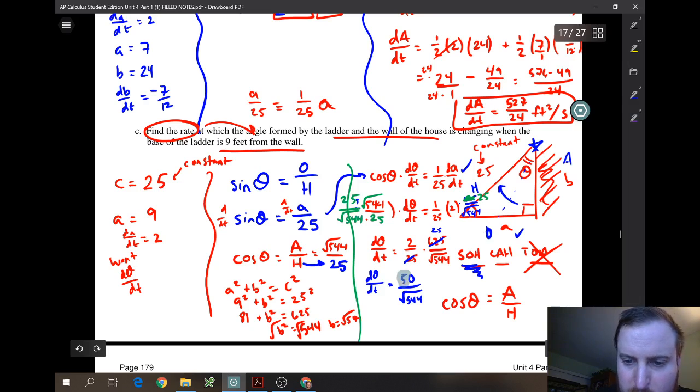And so what'll happen actually, that was just a 25. So they actually just cancel out to 1. So 2 times 1 is just 2. So our answer is 2 over square root of 544.